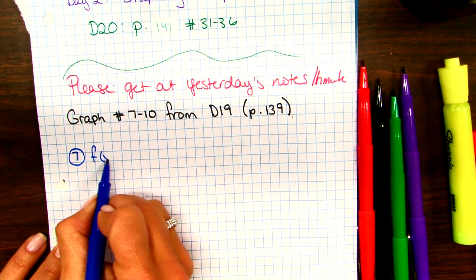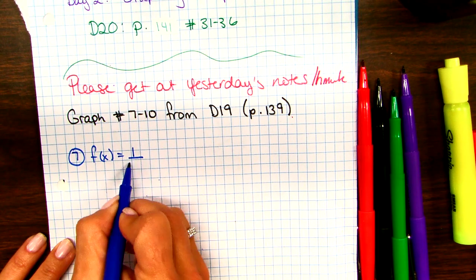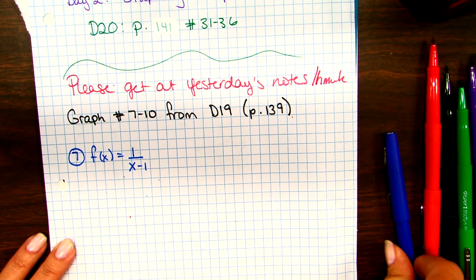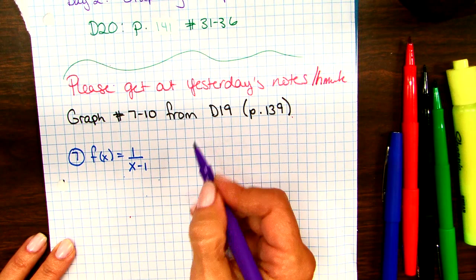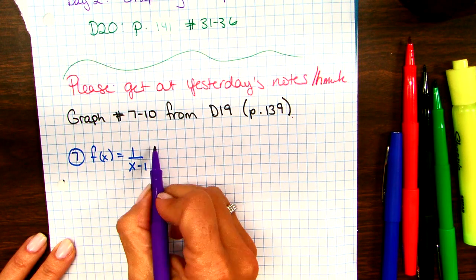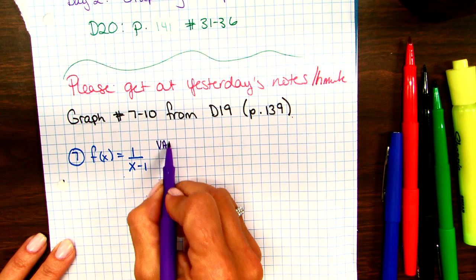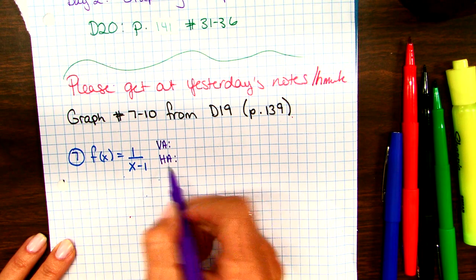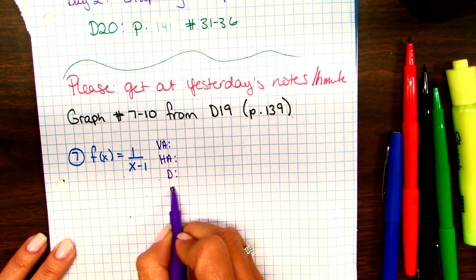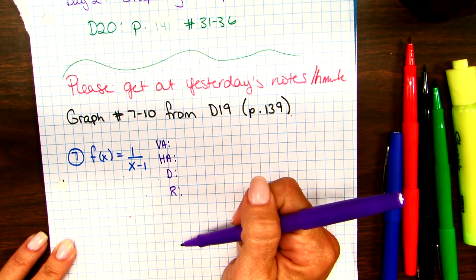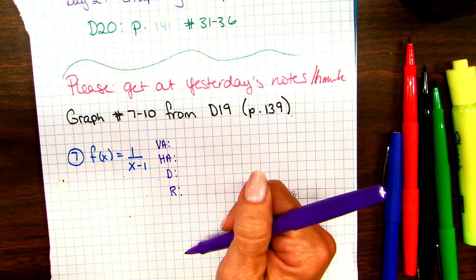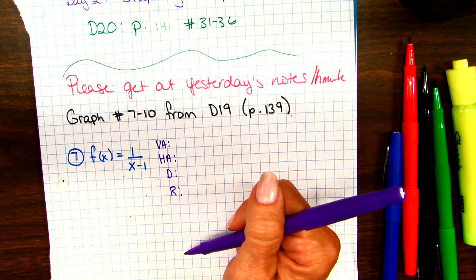So number 7 looked like this. Even though you did it in your homework yesterday, let's go through and identify all of the key characteristics. Let's list them. We're going to identify the vertical asymptote, the horizontal asymptote, the domain, and the range. Every single time we need those 4 pieces of information. That's all we did yesterday, was identify that stuff. Today we're going to go a step further and graph it, okay?